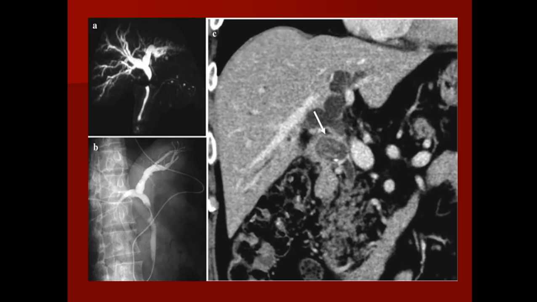This picture shows you the typical situation that was described. Here you can see CT scan on the right side, that's C. You can see contrast X-ray on the left side.